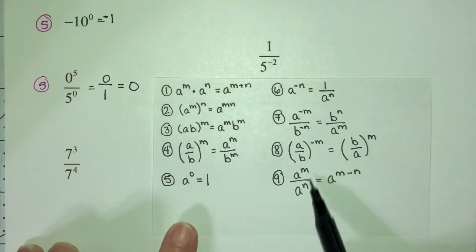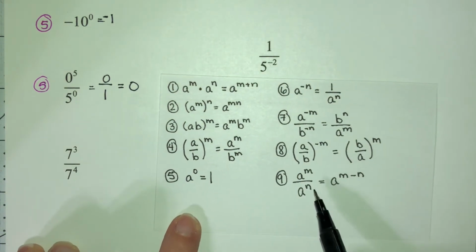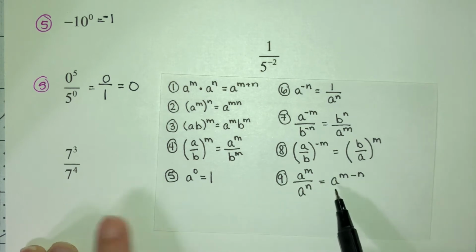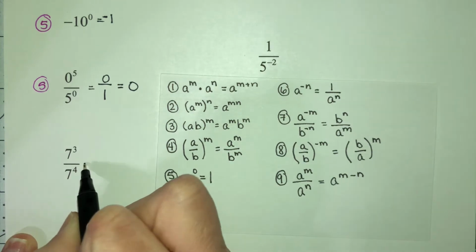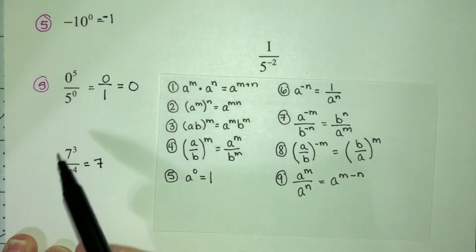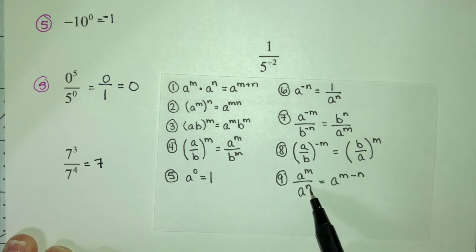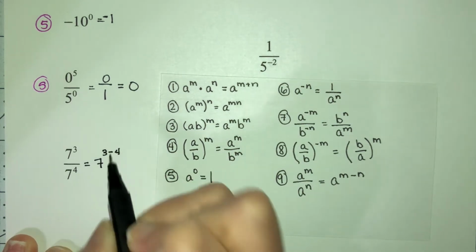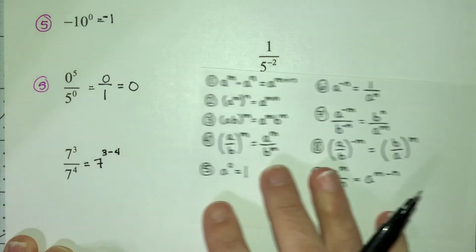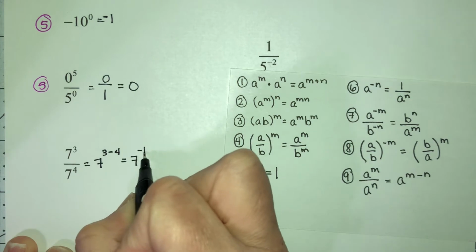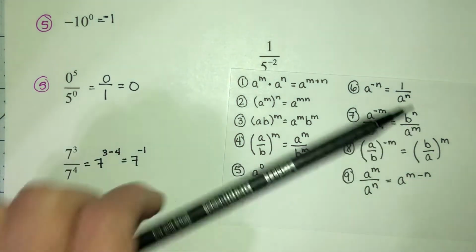Now I'm going to follow this property directly, exactly the way it says. When you have the same base and you're dividing, you get to subtract your exponents. The base stays the same. So this is going to be 7 raised to the, notice it's the top minus the bottom, so 3 minus 4. 3 minus 4 is -1. So this was property number 9.